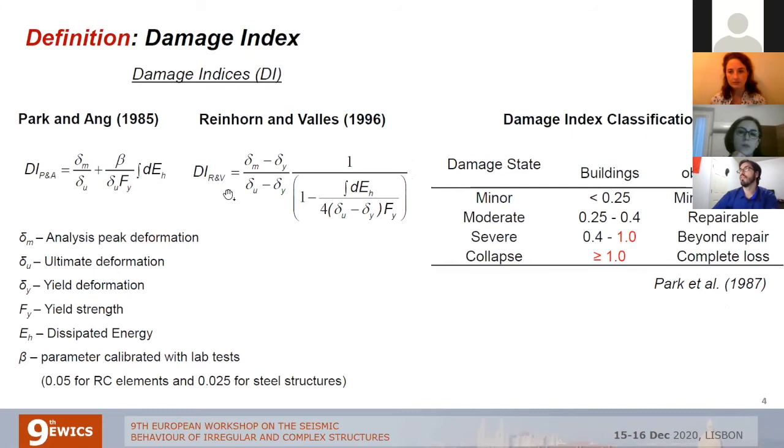Also, we need to classify damage. For this work, we use two damage indexes to classify damage. Those damage indexes are a function of the peak deformation, ultimate deformation, and yield deformation of the structural members, yield strength of the structural members, dissipated energy, and parameters calibrated with laboratory tests.